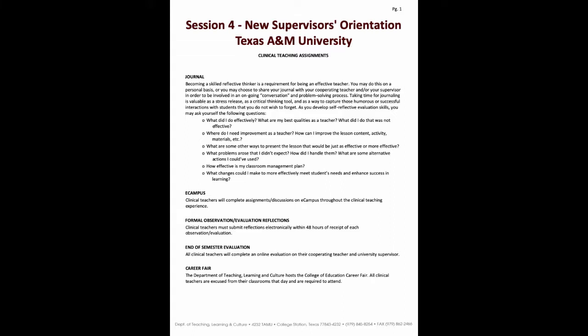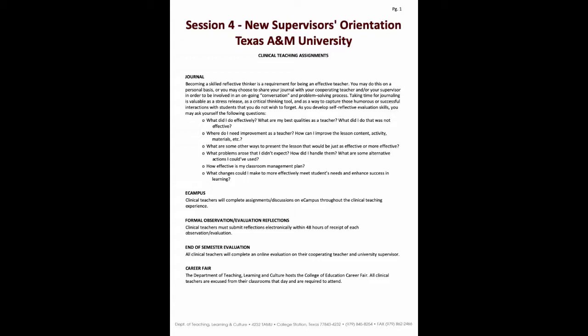This page on clinical teaching assignments continues on to the next slide, but you stay on the same hard copy page. At the top of this slide, you see the section entitled Journal. On the hard copy page, this section entitled Journal is about halfway down the page. At the orientation seminar, discuss the importance of journaling as explained in this bullet.